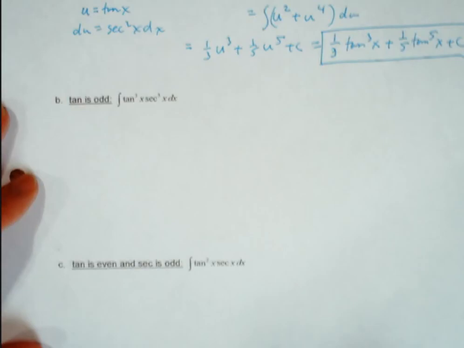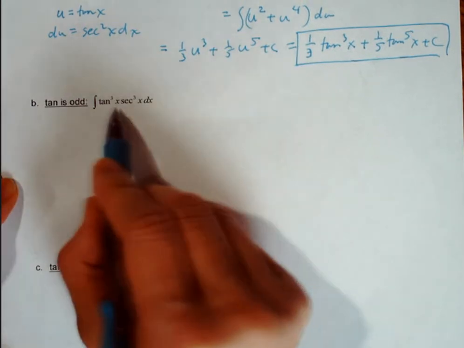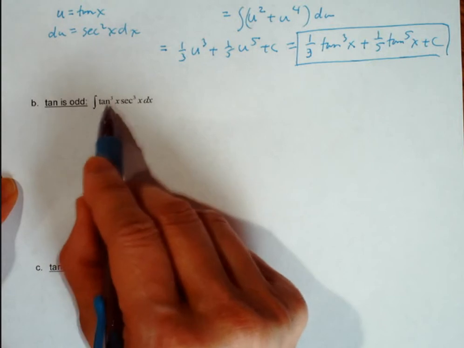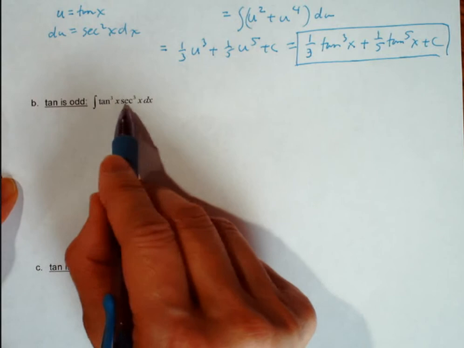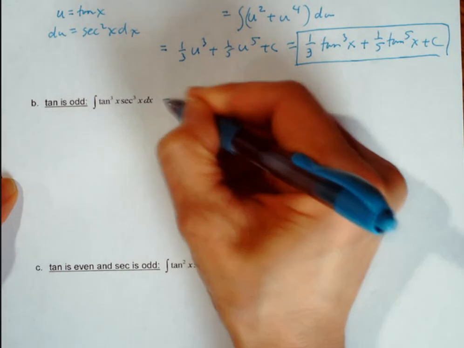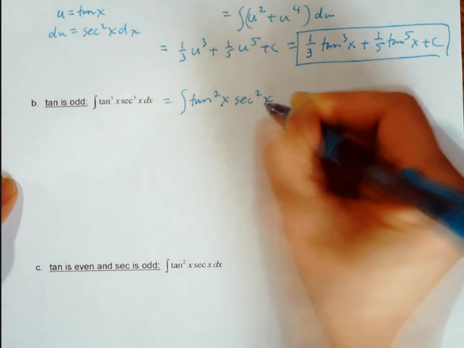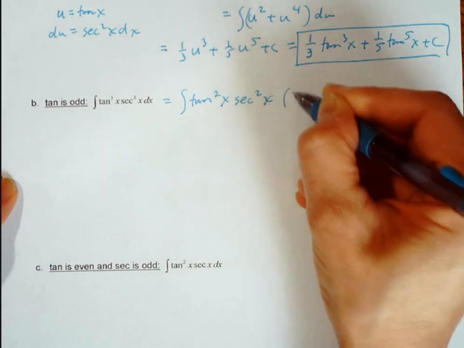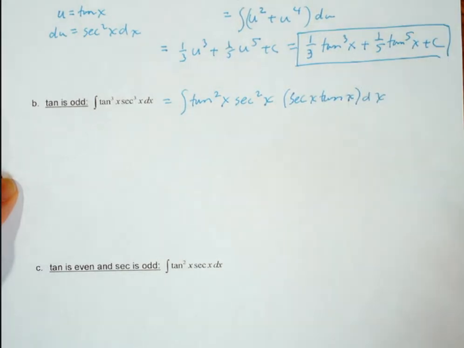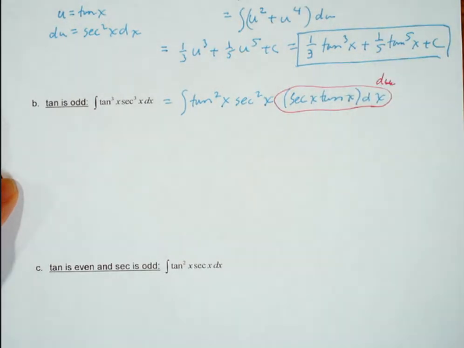All right, the next case is when tangent is odd. So if tangent is odd, I'm going to make tangent cubed x as tangent squared x and another tangent of x, and make secant cubed x as secant squared x and another secant of x. So I'm going to rewrite it this way: the integral of tangent squared x times secant squared x, and then I have left over secant of x tangent of x dx. Eventually this is going to become my du if I do my u sub of secant of x.